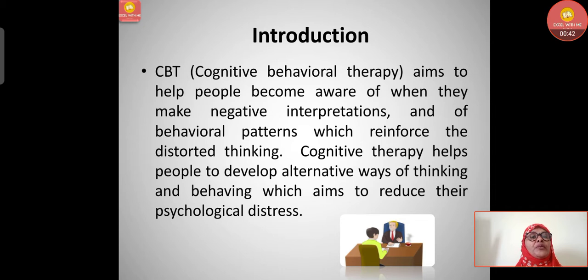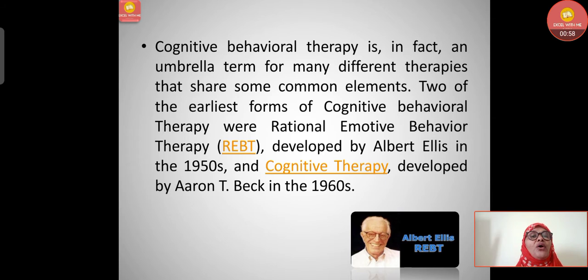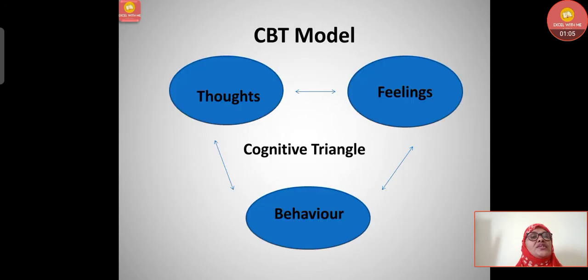Cognitive behavioral therapy, what is the aim? The aim is to make people aware of what their behavioral patterns are, which can distort their thinking. So we understood how emotions and feelings together change the behavior of the person. And then we understood the connection in the CBT model, that is thoughts, feelings and behavior.